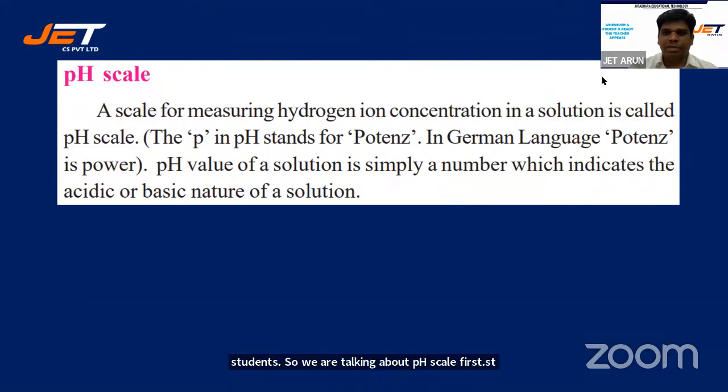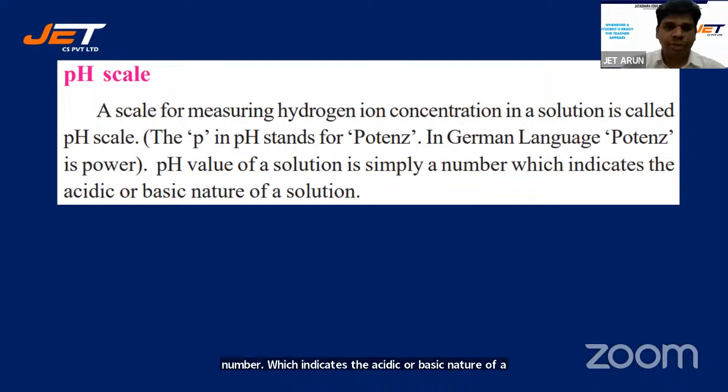pH scale is a scale for measuring hydrogen ion concentration in a solution. P stands for potence in the German, and then it's called bar. The pH value of a solution is simply a number which indicates the acidic or basic nature of a solution. It's just a number, simply a number.